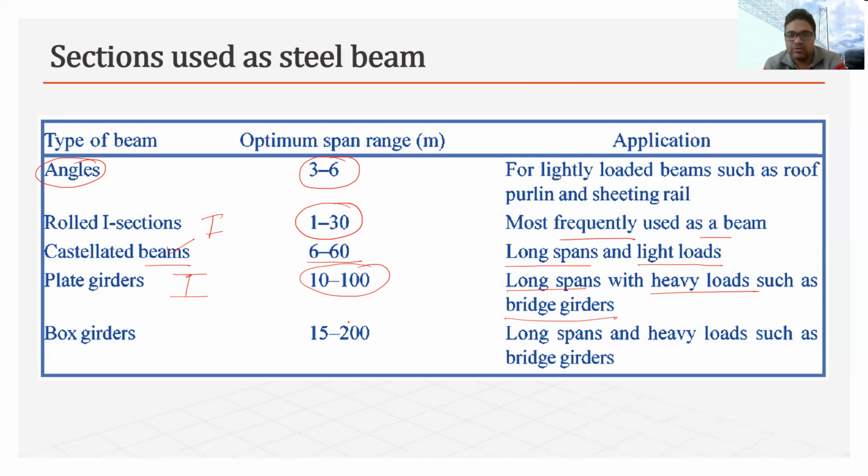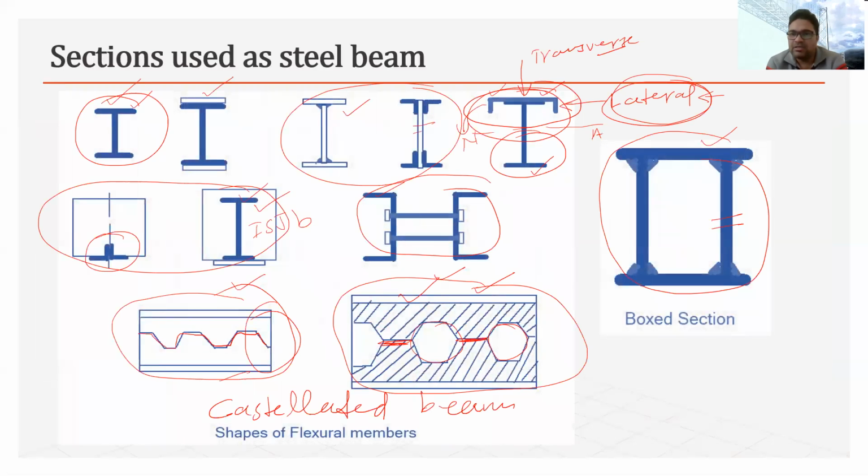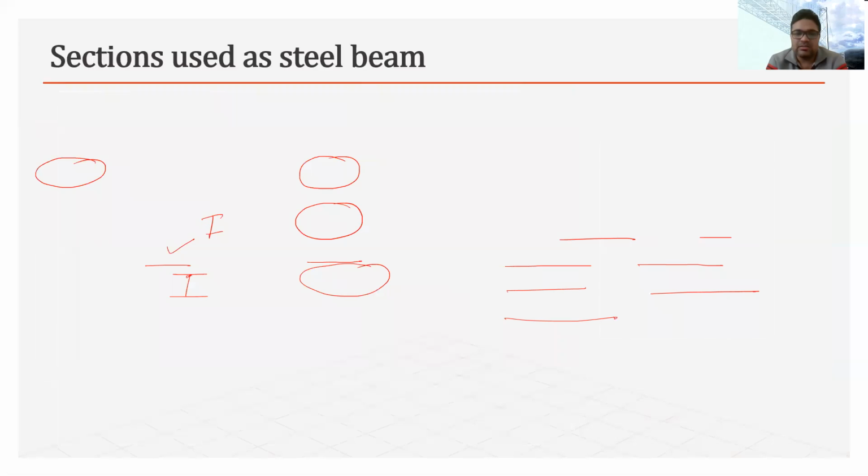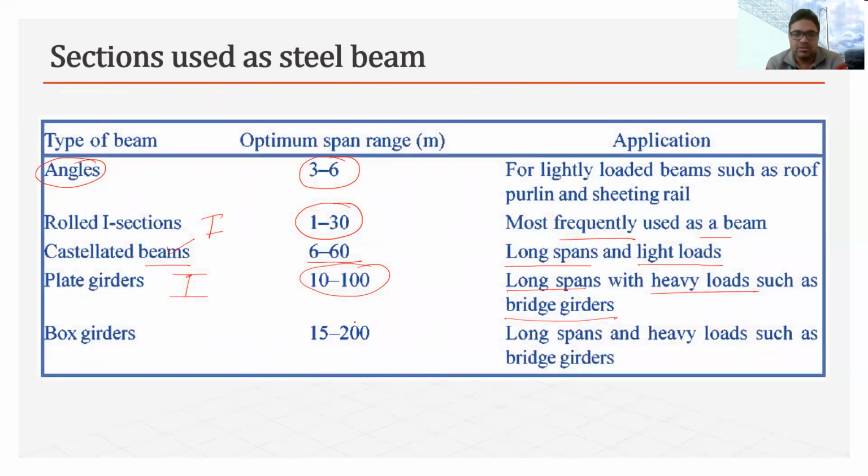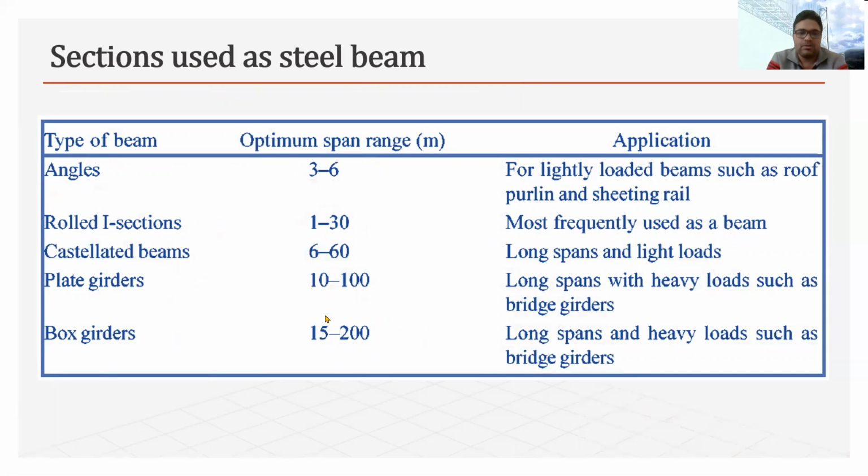Similarly, box girder also, as I showed you in the previous slide, you can see this one. This is the box section. This kind of section is used up to a span of 200 meters. So box sections are used when there is a requirement for a long span, and also when there is a very heavy load, such as in the case of a bridge girder. So in that case also box girder can be used.